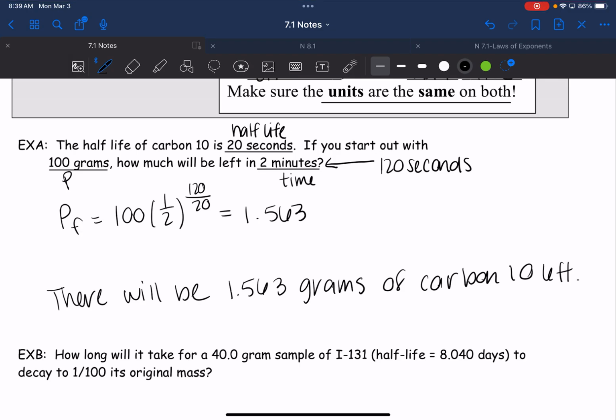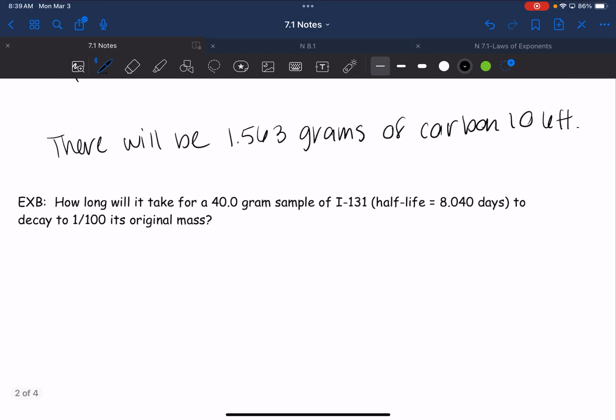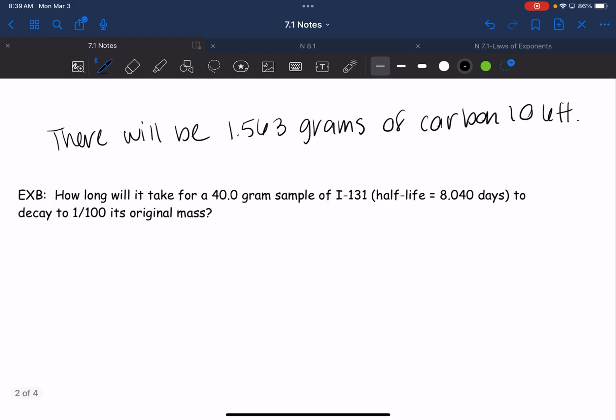Okay, let's take a look at example B. On example B, it says, how long will it take for a 40-gram sample of I-131 whose half-life is 8.040 days to decay to 1/100th of its original mass? So we weren't given everything here. What are we missing? Time, right. So we'll plug in for everything else.